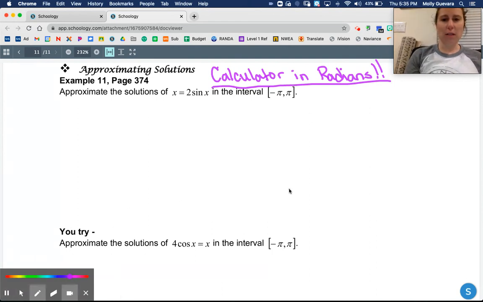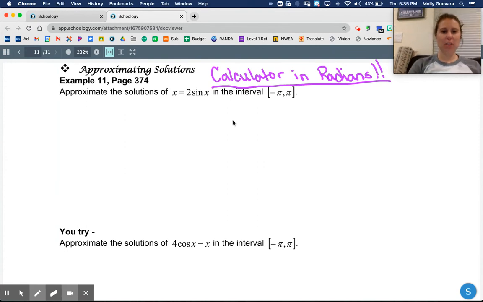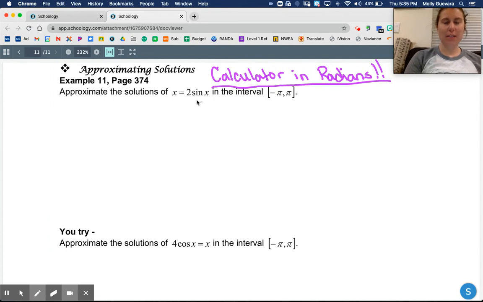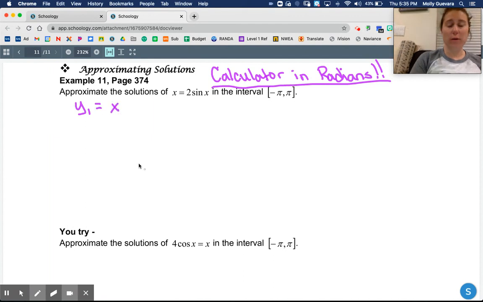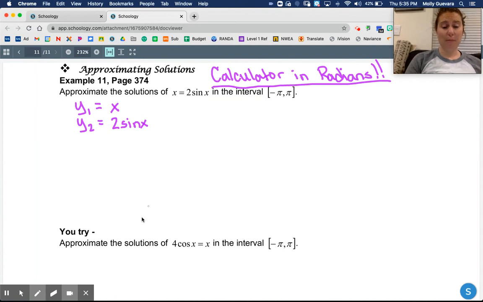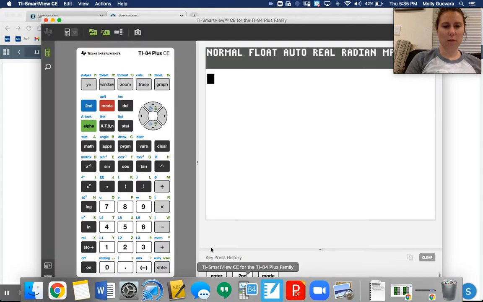Okay, so let's look at what it's asking me to find here. It says approximate the solution of x equals 2 sine of x. So what it wants is, hey, I want you to graph x, which we know is just a perfectly diagonal line. And I want to know, when does the graph of x cross the graph of 2 sine of x? So I'm going to have to graph these separately. Okay, so I'm going to start with that.